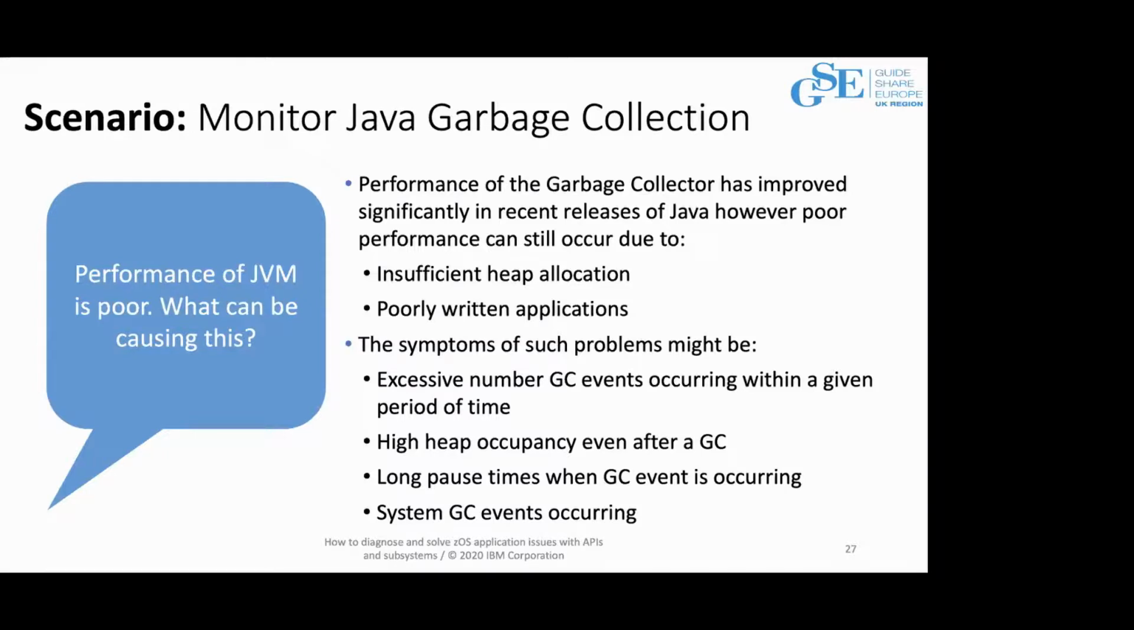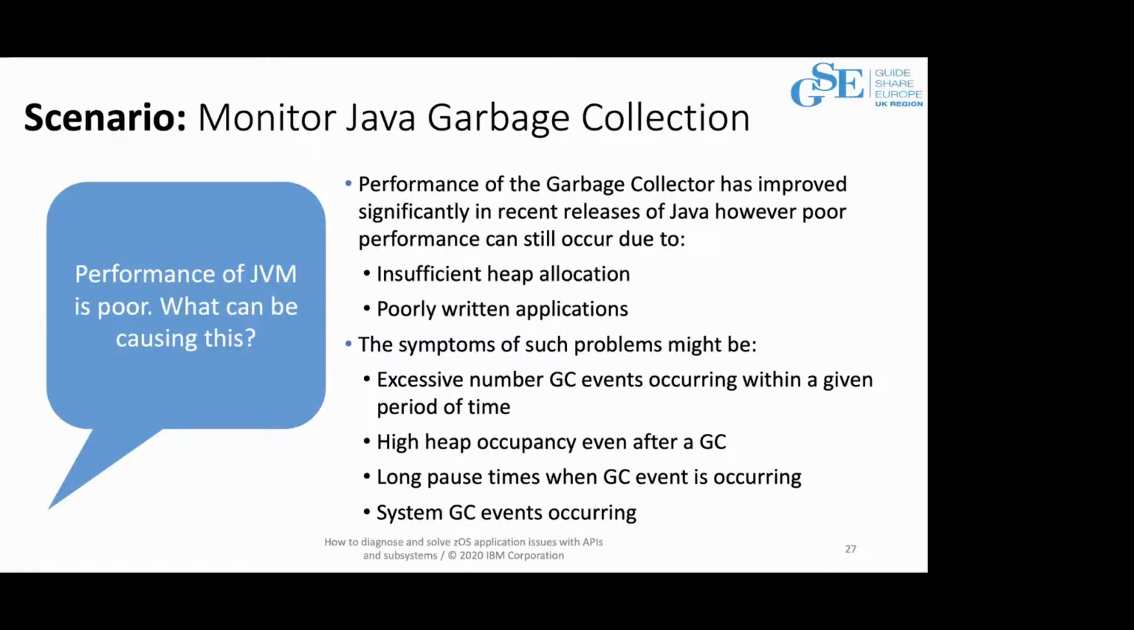Now, some of the symptoms you might see is an excessive number of garbage collection events occurring within a given time period. What that means is that if your heap allocation is insufficient, you're going to get an increased number of garbage collections. Garbage collection is clearing out unreferenced objects from memory, and if that's occurring more often, you're going to have performance degradation at some point. High heap occupancy even after garbage collection, as I showed you in the screenshot. Even if your garbage collection runs quite often, your occupancy might still be increasing, which could be an indication of a memory leak. So that's also worth keeping an eye on.